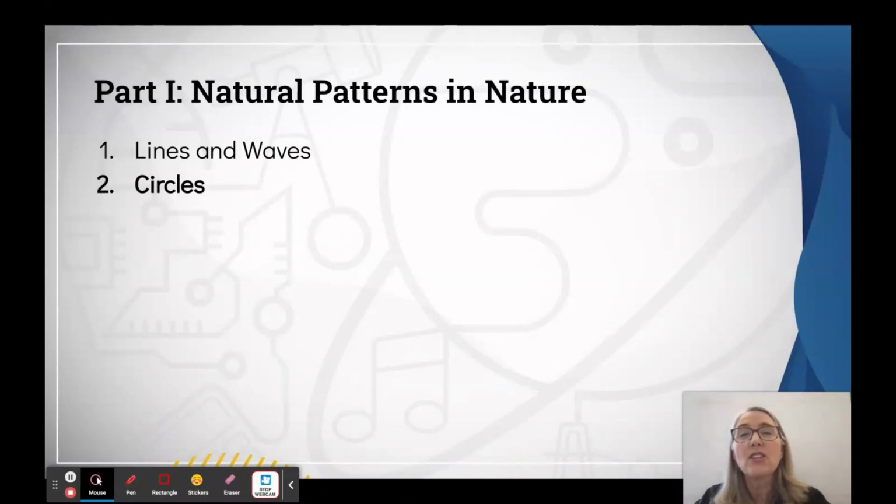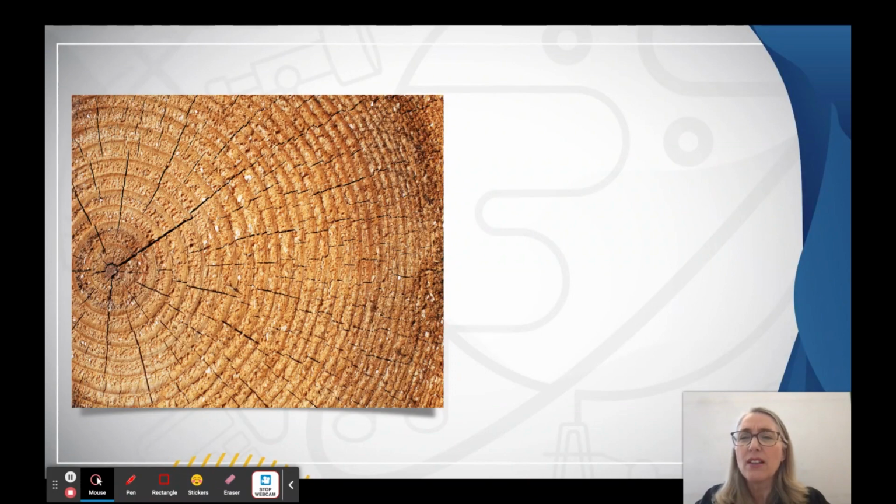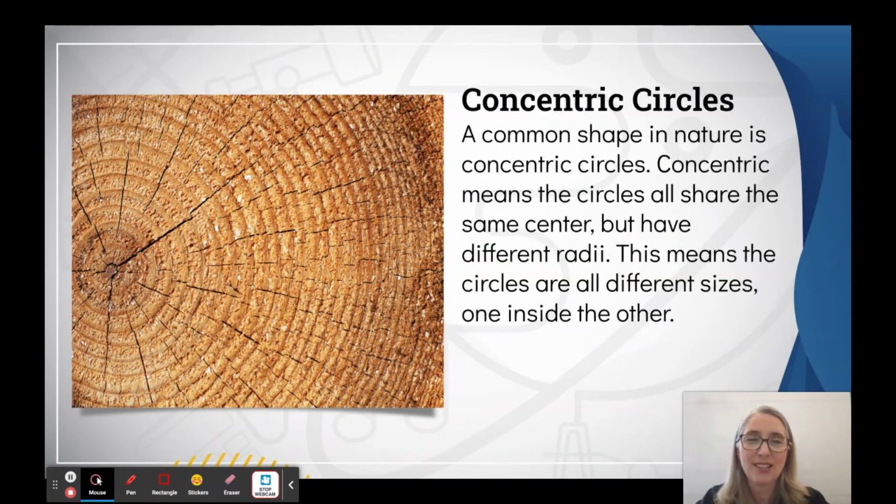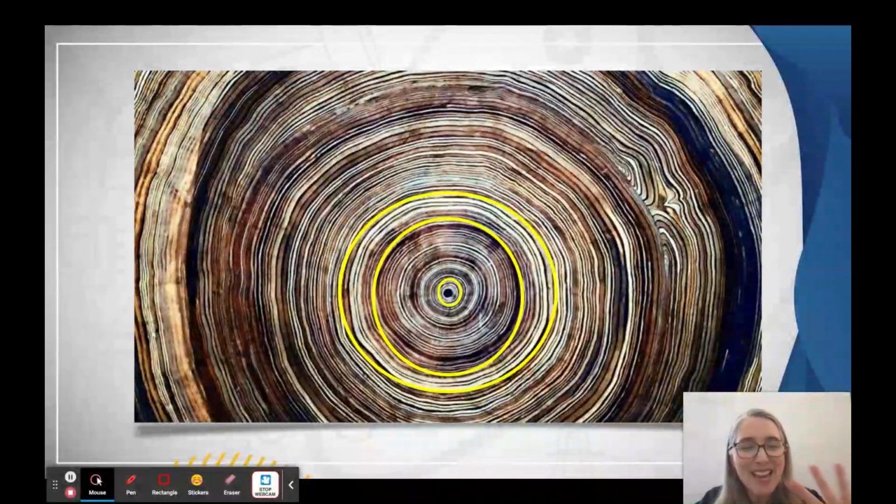We can also see circles in nature quite a bit. They're found in things like these tree rings, and these are called concentric circles. This means that they all have that same center, but the circles keep radiating out, getting larger and larger, all inside of each other. Kind of like this amazing tree ring that starts off with that center circle where the tree first started growing, and then over hundreds of years has created this incredible ring.